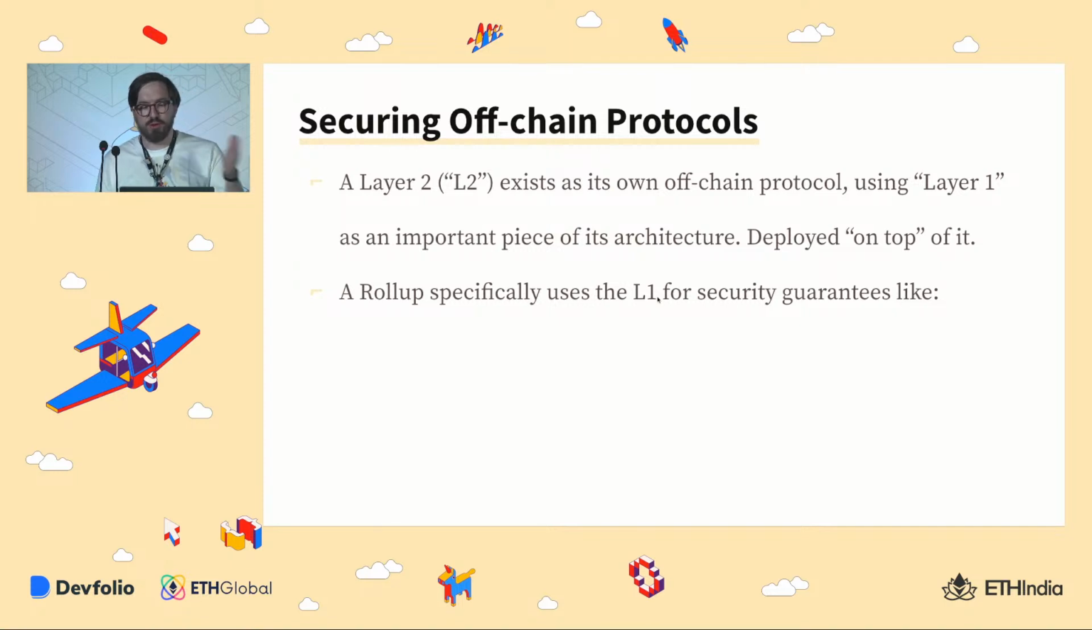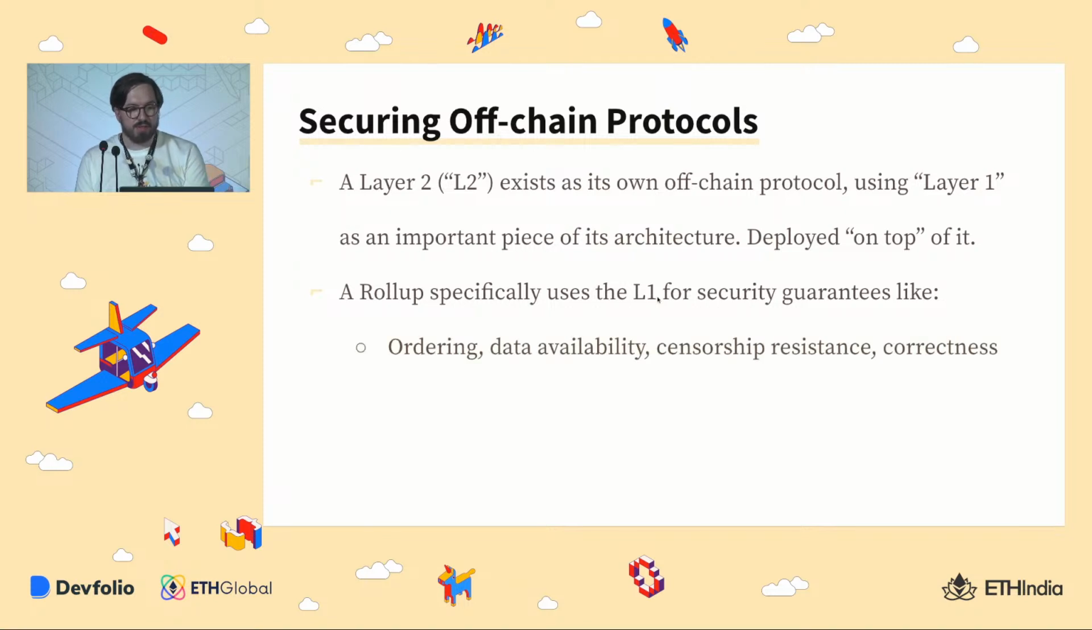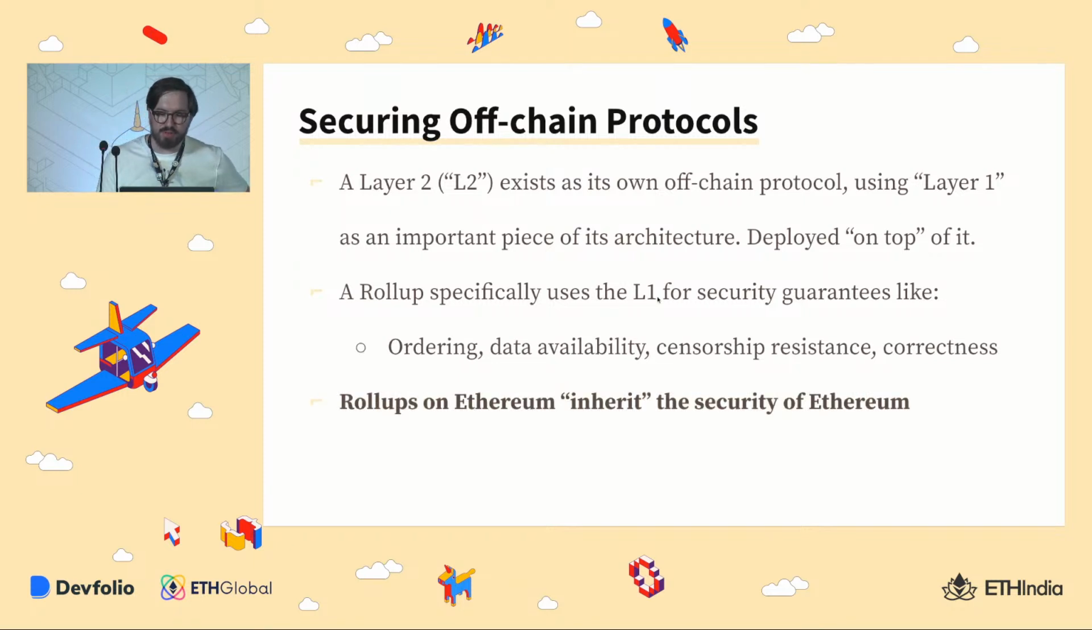Now, rollups specifically use L1s to have certain security guarantees from Ethereum, right? We have to really constrain some of these things. And so we have things like ordering, data availability, censorship resistance, state transition correctness. A rollup has to inherit all of these things to be truly secured and know that we're not lying, cheating, and stealing as a protocol. And rollups on Ethereum, we say that they inherit the security of Ethereum. The idea here is that when you use a rollup like Scroll, there are no additional trust assumptions beyond the trust assumptions you make of Ethereum.